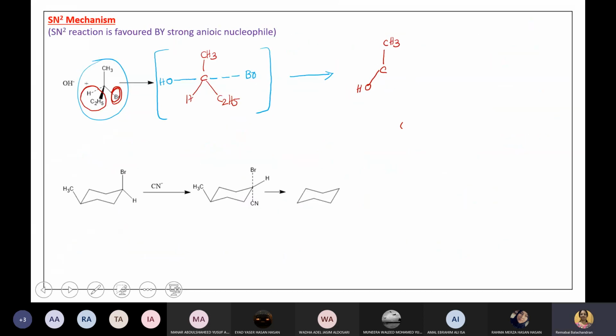This dash will remain dash. Wedge also will remain wedge. Only thing is, the left side thing will become the right side. So this is actually R, so 2-bromobutane. If it is R, you will get S.